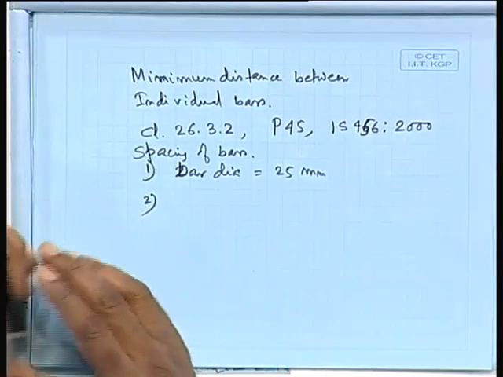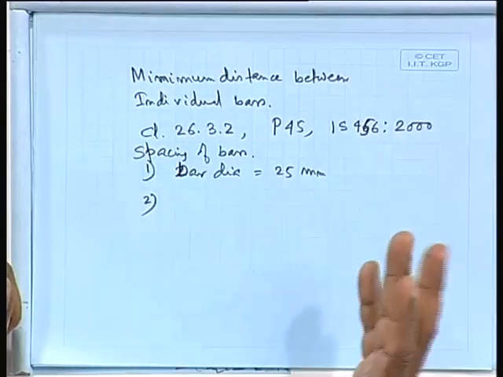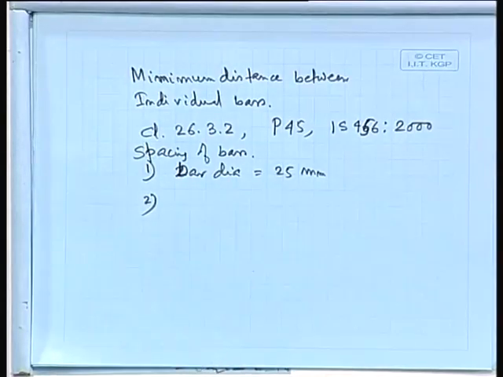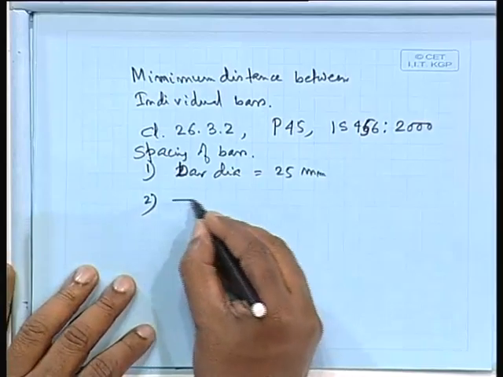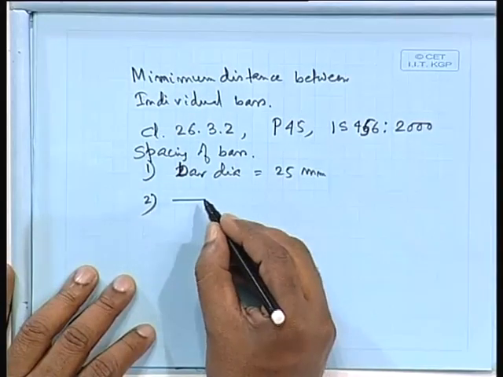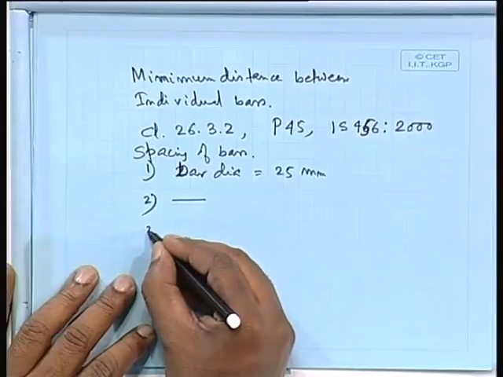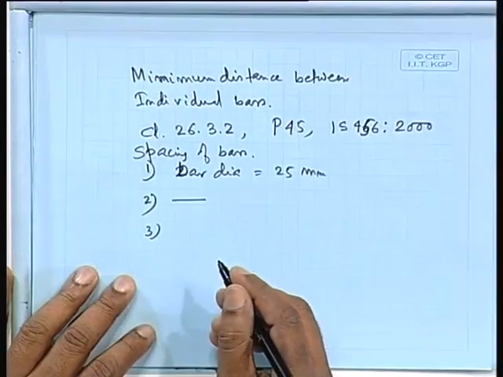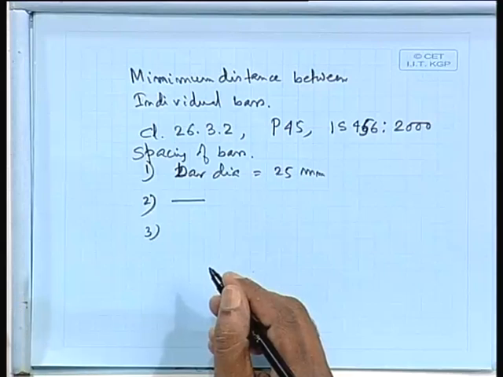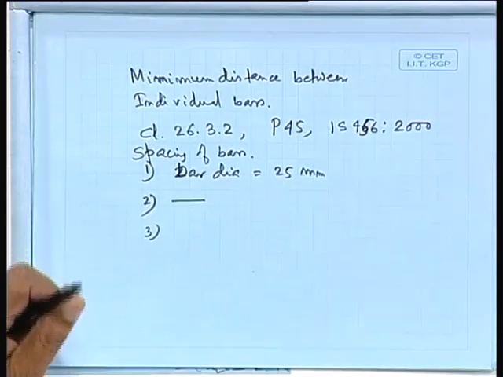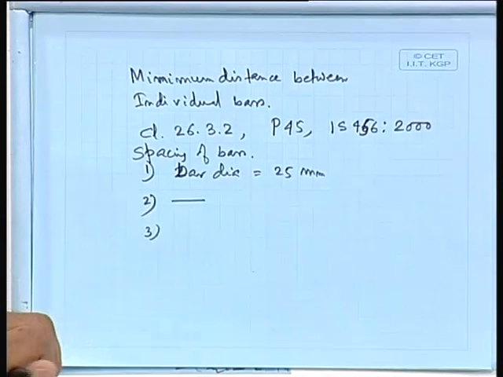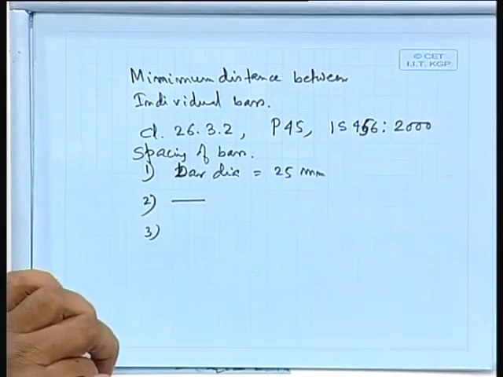Number 2, the diameter of the larger bar if the diameters are unequal. Sometimes we provide say 16 millimeter, 12 millimeter, 20 millimeter, 25 millimeter. If all the bars are not equal diameter, then we have to take the larger one. But anyway, that case does not arise here, because we are providing that 25 millimeter one. Number 3, 5 millimeter more than the nominal maximum size of coarse aggregate. So, whatever the coarse aggregate you are providing, you add 5 millimeter more. In our case coarse aggregate maximum size generally we provide 20 millimeter.